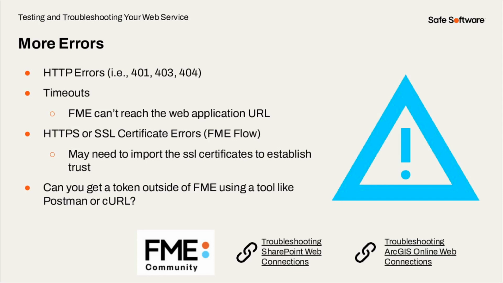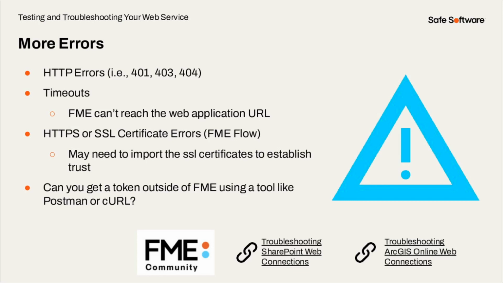More error codes. We don't have time to dive into all of these, but there's 401, 403, 404 errors. Again, the 401 means unauthorized. So try reauthorizing your web connection in Form or Flow. And if you can't authorize, make sure everything's configured correctly. You can try connecting to the REST API URLs outside of FME and see if you can hit those. There might be network issues that are preventing you from hitting the web application URLs.